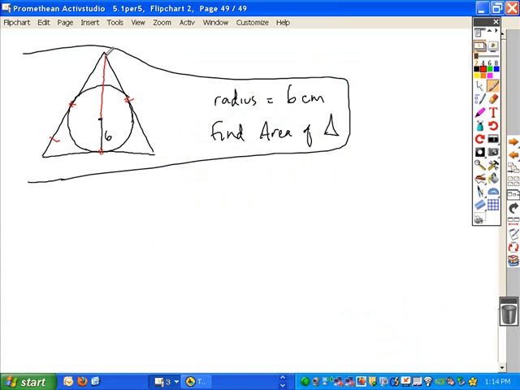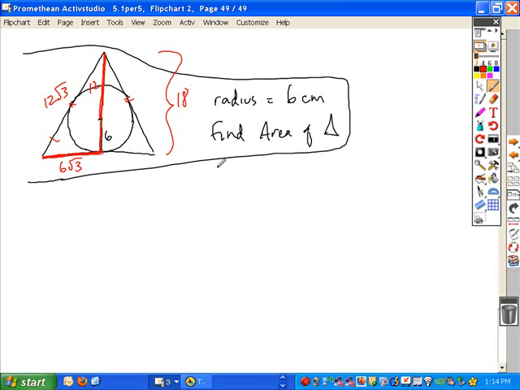Now, if this is a radius of 6, what's the total height going to be? If this portion is 6, this upper portion is going to be double that, 12. So the total height of the whole figure is 18. And now when you look at this side, you can use the same properties of a 30, 60, 90 triangle. Take 18 divided by 3 times root 3 to give you this length. Double that to give you the length of each side.